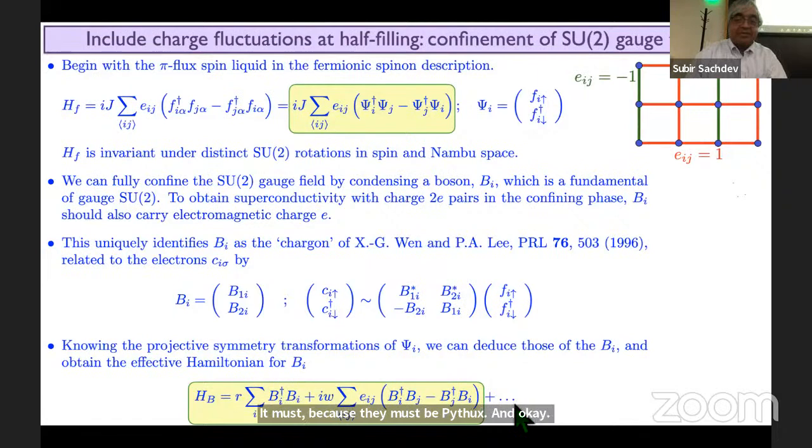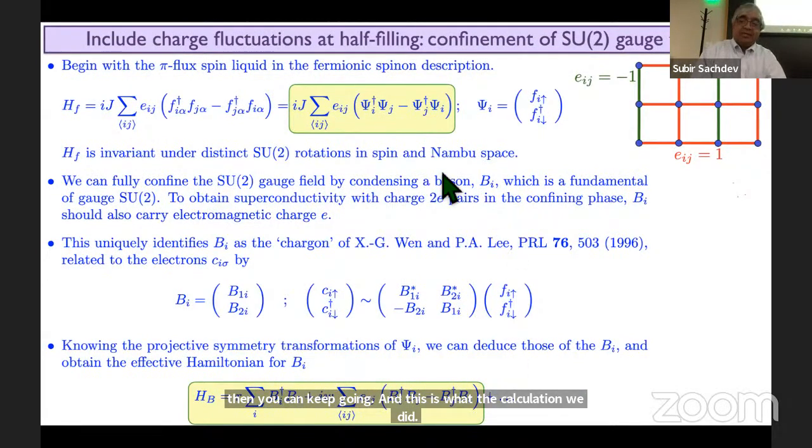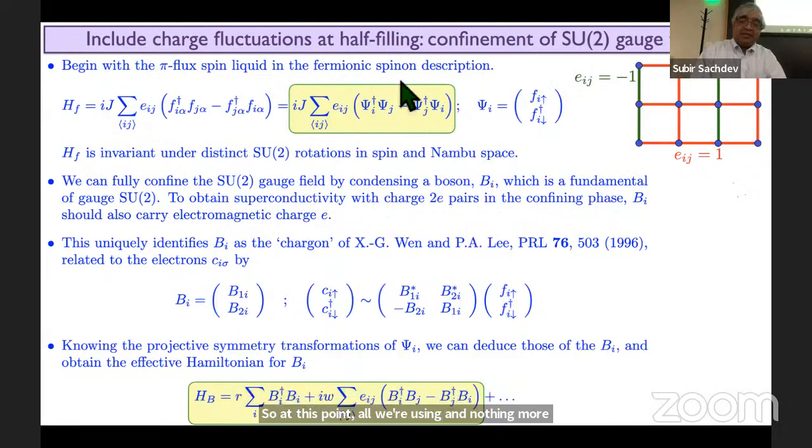And this is the calculation we did. So at this point, all we're using, and nothing more, is the fact that these fermions have a certain projective symmetry group, and therefore the bosons must have the corresponding projective symmetry group. That's all we're using. So, yes.